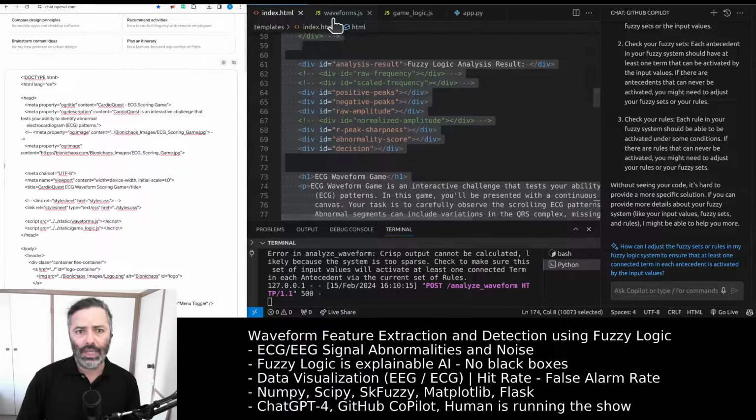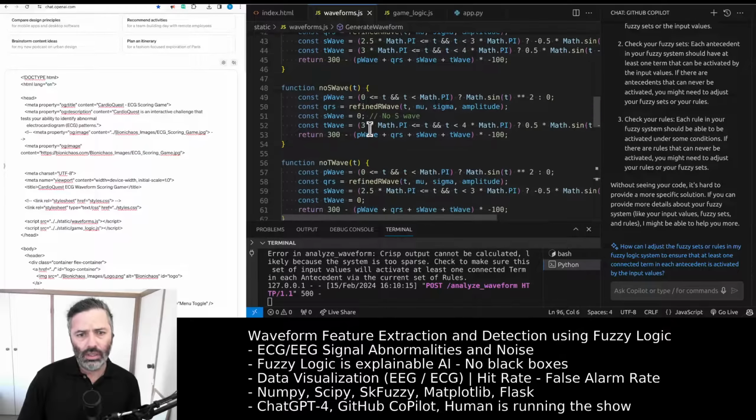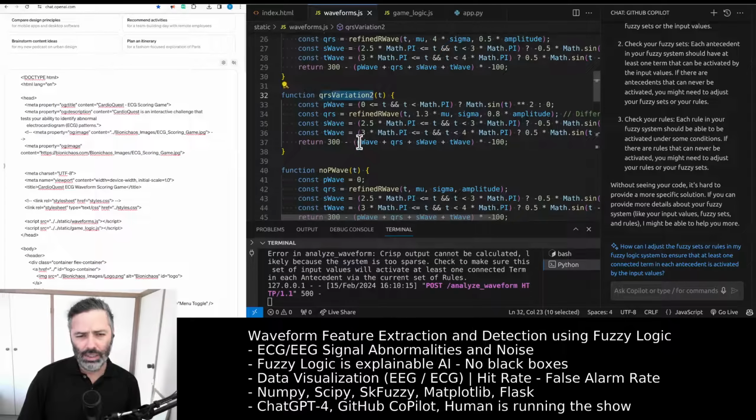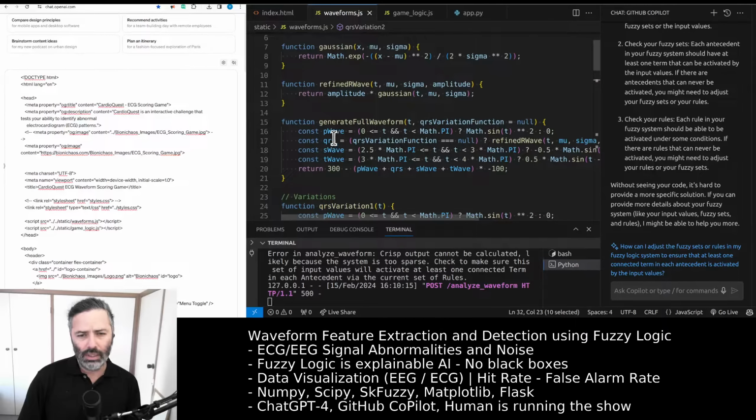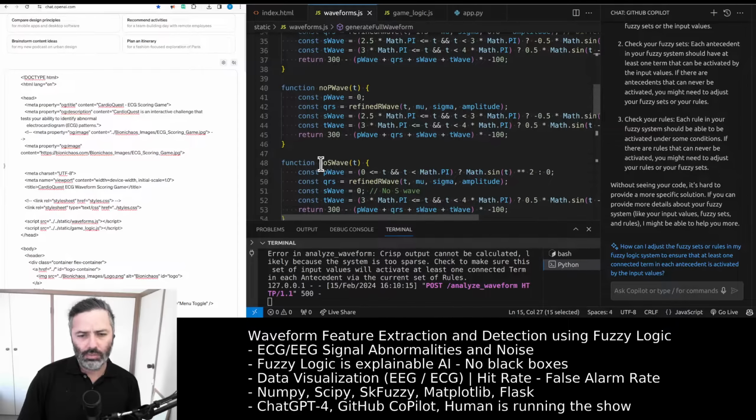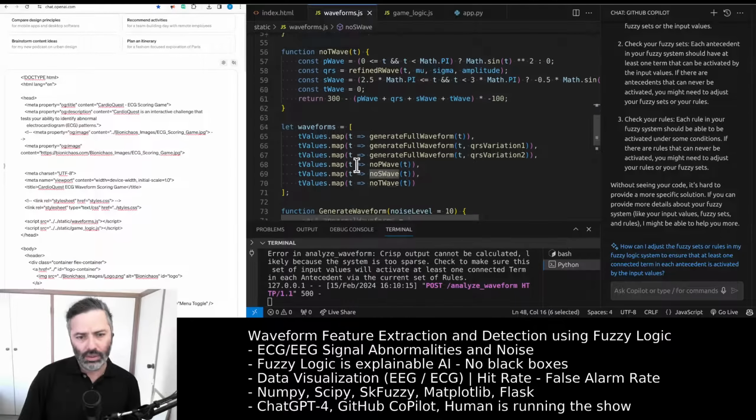So, popping the code quickly. This is the waveform generation. There's only a bunch of them, four or six. There's essentially two variations for the QRS complex, a regular waveform, and examples where one of the other waveforms in the ECG signal is missing. So no P wave, no S wave, no T wave.